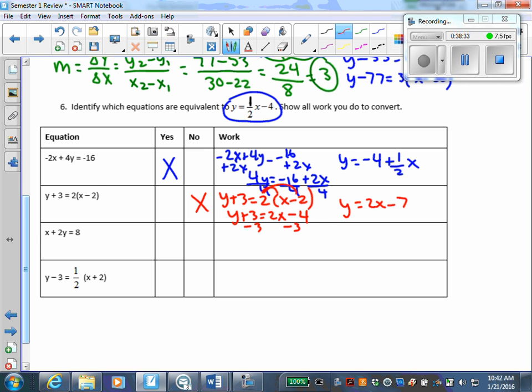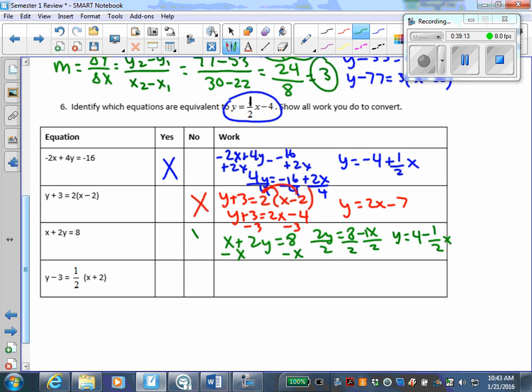Next one, x plus 2y equals 8. I need to subtract x on both sides, so I get 2y equals 8 minus x, and then I divide everything by 2. Notice when we multiply or divide, we do it to every single thing. When we add or subtract, it can only apply to the thing that it is like terms with. So in this case, I get y equals 4 minus 1/2 x. There's an invisible 1 up here. Okay, that is not the same. It looks more similar, but we have a positive 4, not a negative 4. We have a negative 1/2, not a positive 1/2, so it's not equivalent.